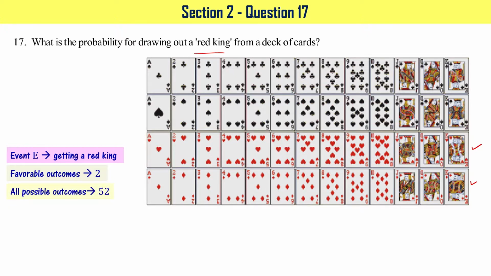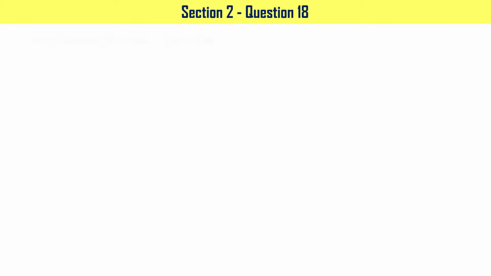Please note this. So probability is defined as number of favorable outcomes divided by all possible outcomes, right? Hence P of E is going to be 2 divided by 52, that is equal to 1 by 26. So to answer the question, probability of getting a red king is 1 by 26. Let's go to the next question, that is question number 18.